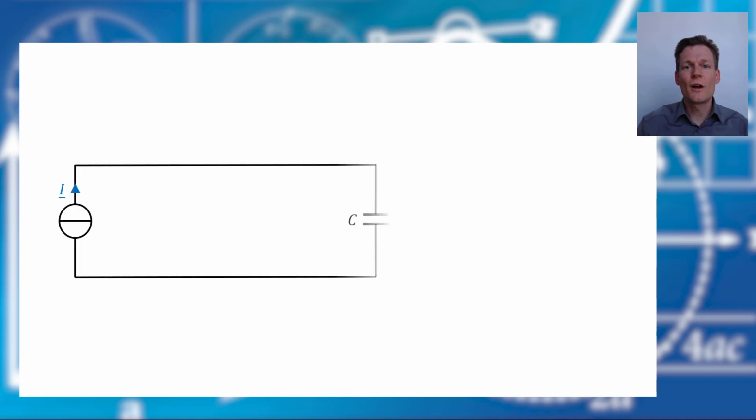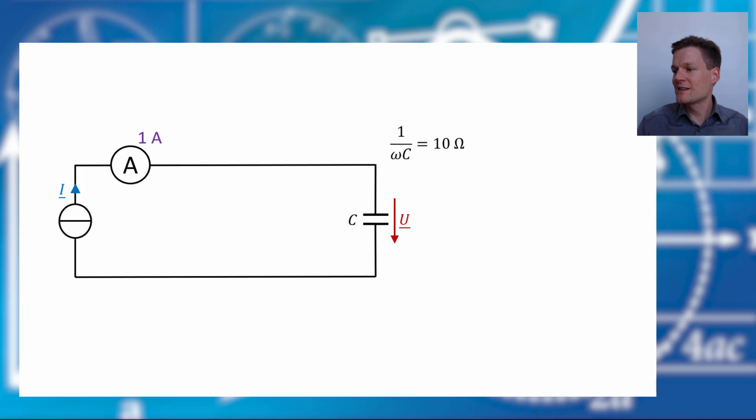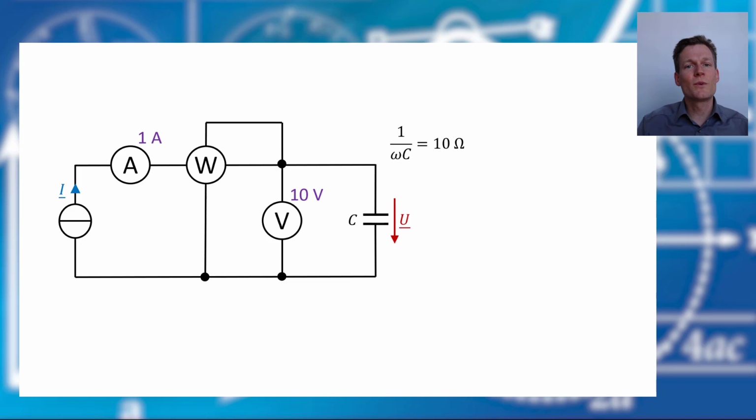Let's have a look what happens if we have a capacitor in our network. So again, we have a current of 1 ampere. The impedance of this capacitor is also 10 ohm. And this leads to a voltage drop of 10 volts. And if we connect our wattmeter again, it shows, you guessed it, 0.